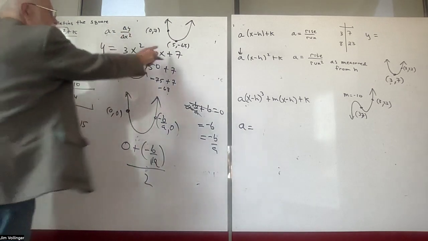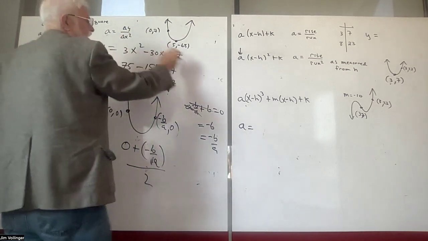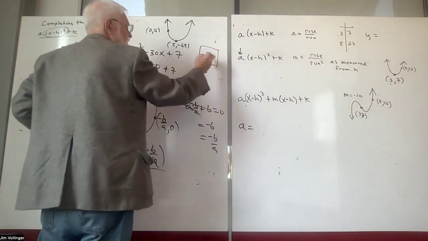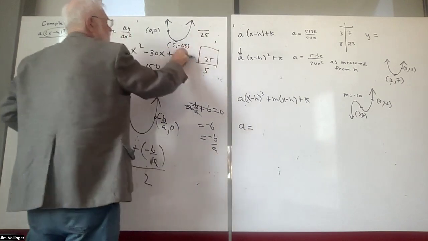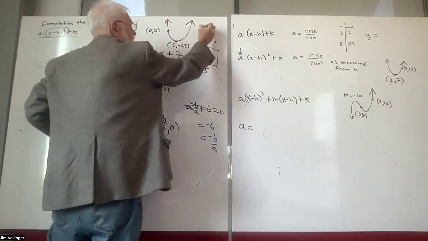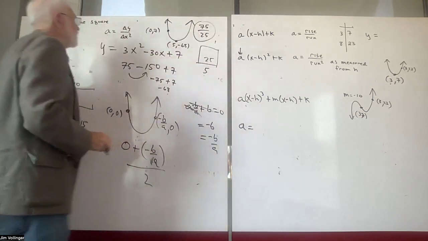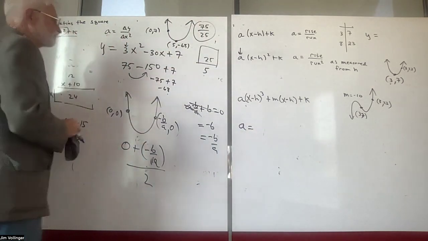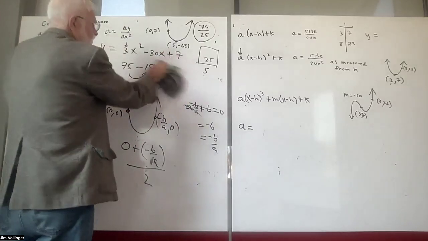Let's do a quick a equals rise, the change in y over the change in x squared, as measured from the vertex. So 5 to 0 is 5 units of change, but 5 squared is 25. So there's the run. Negative 68 to 7 is up 75. And 75 divided by 25, lo and behold, is 3. Must be a nice coincidence. All right, so that's a quick graph.